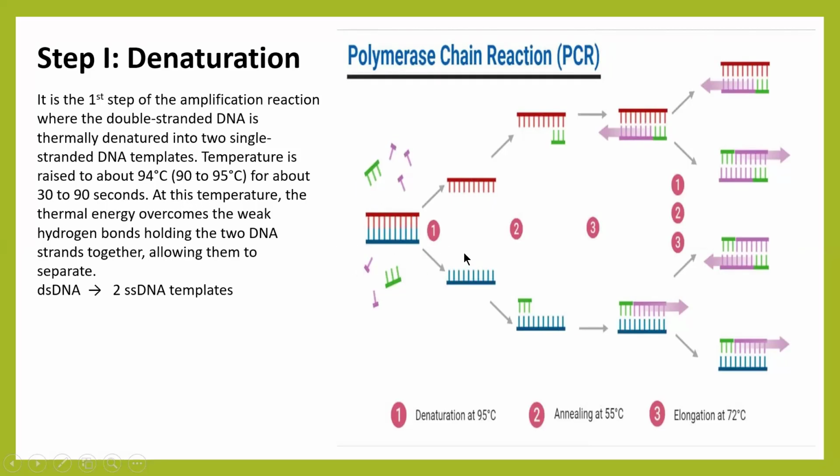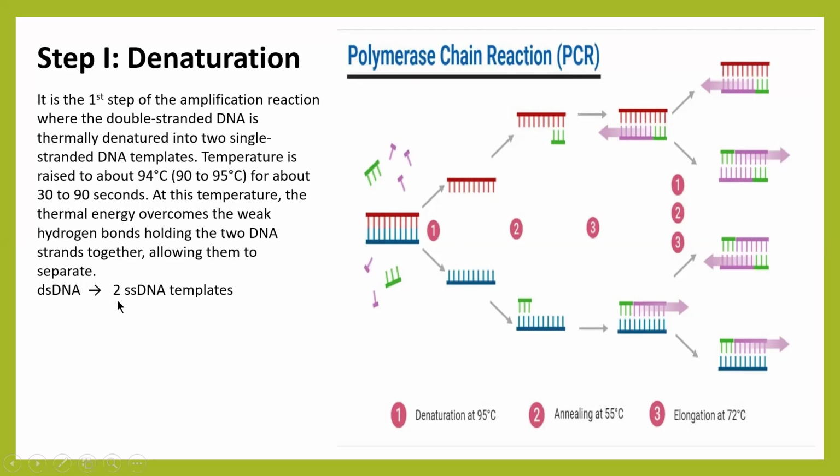The double stranded DNA is broken down into single stranded DNA. The hydrogen bond between the nucleotides is weak, so it is destroyed because of the high temperature given, 90 to 95 degrees Celsius, for approximately 30 to 90 seconds. At this temperature, the thermal energy overcomes the weak hydrogen bonds holding the two DNA strands together, allowing them to separate. So the hydrogen bond is weak, and because of the high temperature applied, it breaks down.